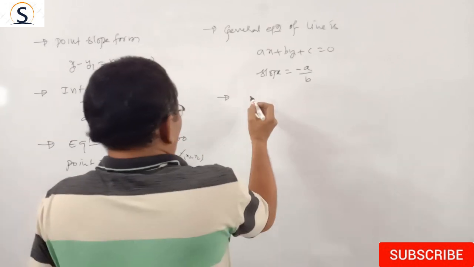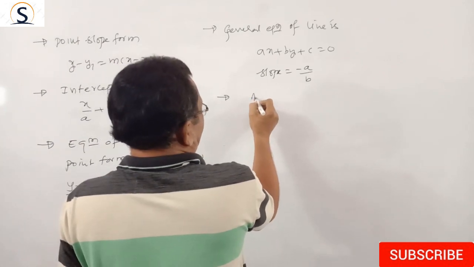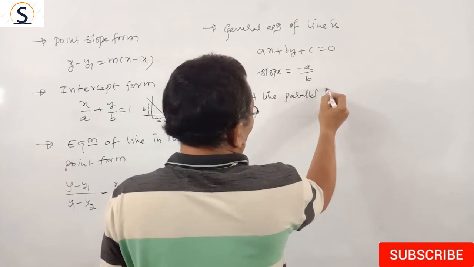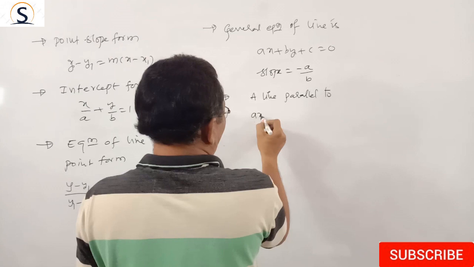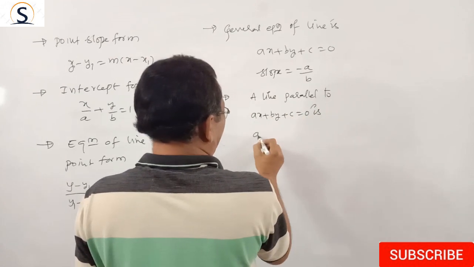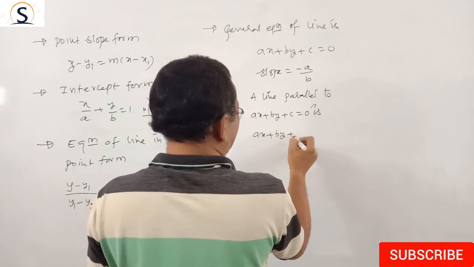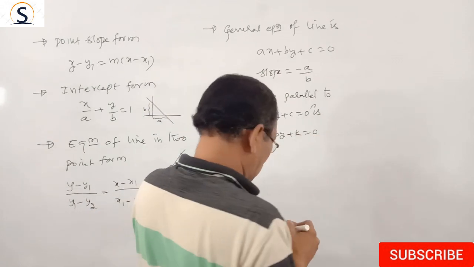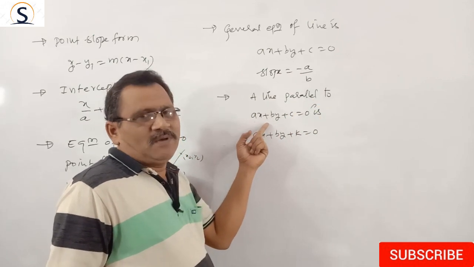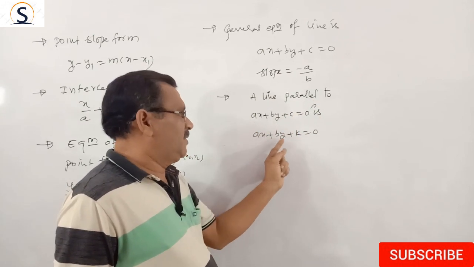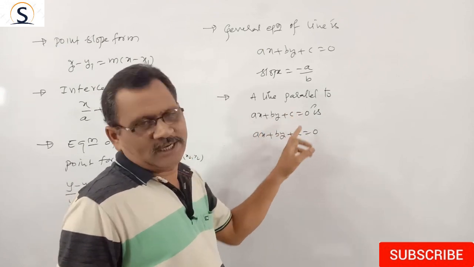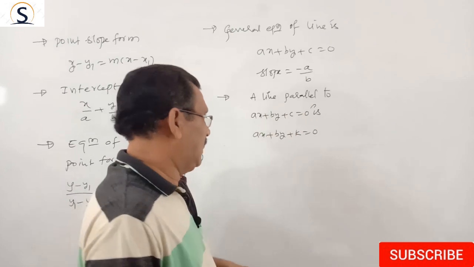Next, a line parallel to ax plus by plus c is equal to 0 is ax plus by plus k is equal to 0. A line parallel to general form ax plus by plus c is equal to 0 is ax plus by plus k is equal to 0. Both the equations differ in constant only, then the lines are parallel.